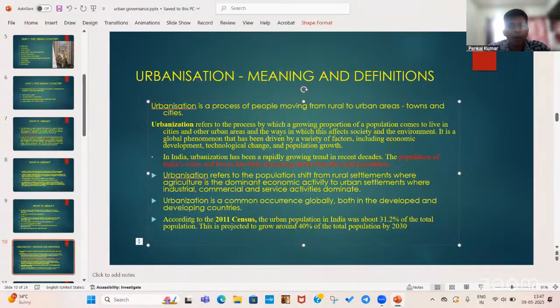Then urbanization is a common occurrence globally. I told you that urbanization is a global phenomenon, and both in developed and developing countries this is prevalent, and it is increasing. So this is a very important fact which you should keep in mind: according to the 2011 census of India, the urban population in India was about 31.2% of the total population. And what is the projection? The projection is that by 2030, our urban population will be around 40% of the total population. By this projection, you can imagine how rapidly urbanization is increasing in our country.